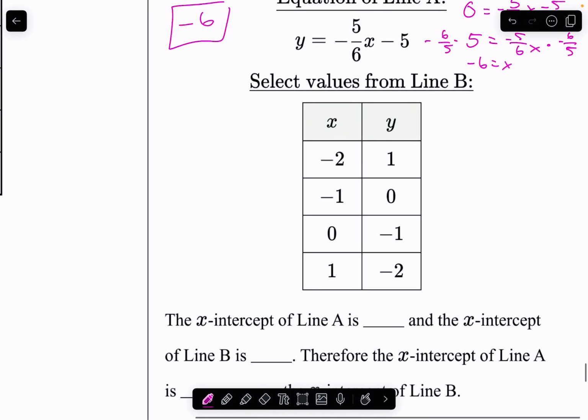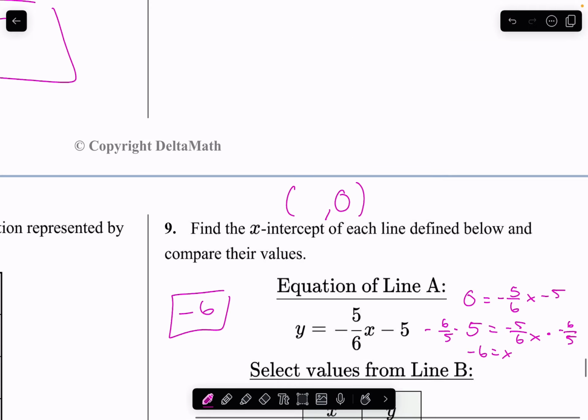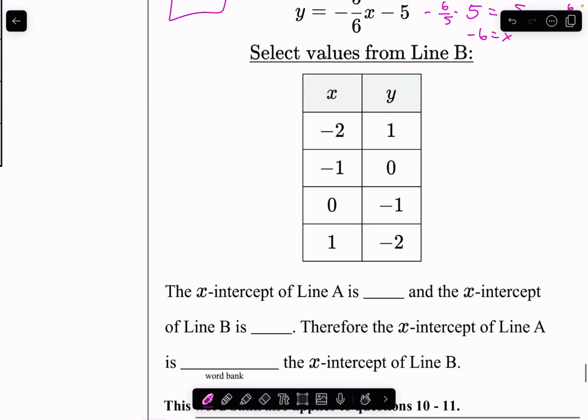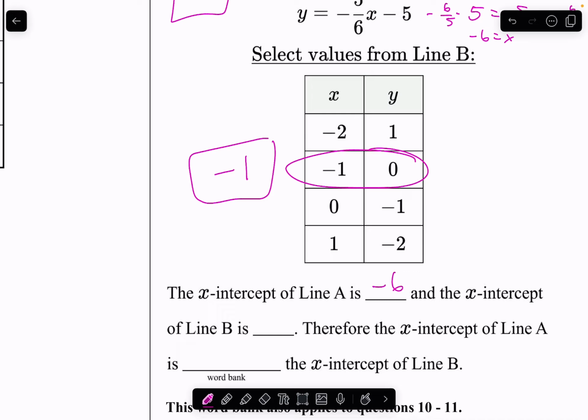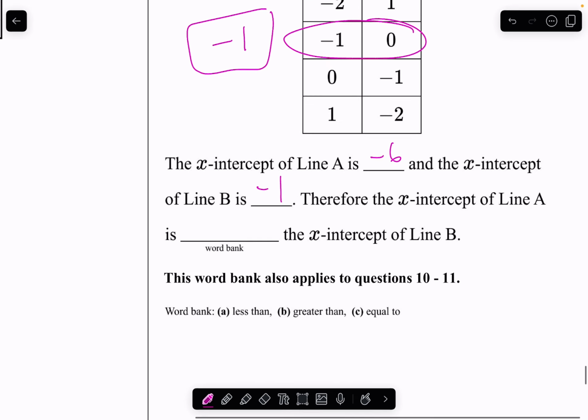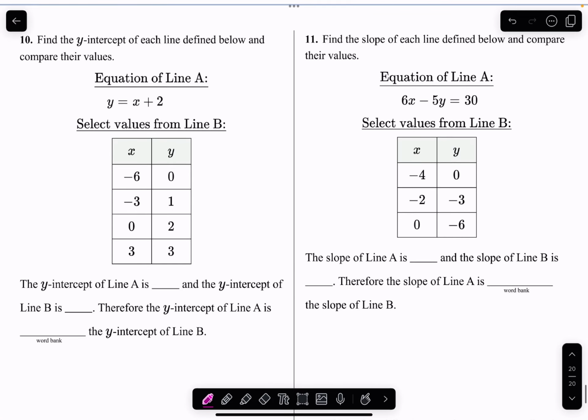Now for line B, here they just gave us a table, right? And like I said, your x-intercept occurs when your y value is 0. Well, we've got a y value of 0 when x is negative 1 here. All right, so our x-intercept for line A is negative 6. Our x-intercept for line B is negative 1. Therefore the x-intercept of line A is less than the x-intercept for line B. All right.